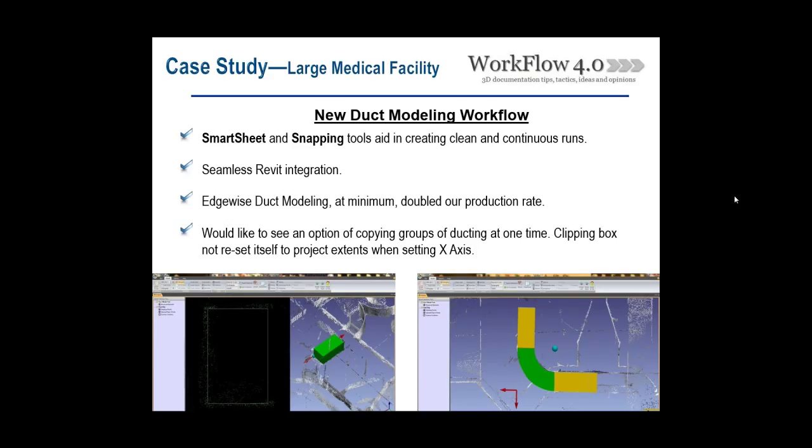The set button works great for individual duct, but it would be great if we could grab multiples and move them all at once. And the clipping box works really well. The only thing is if you go to reset the clipping box to an axis, the x-axis of a duct run, it automatically runs to the extent of the whole project, which means you've got to resize it again.